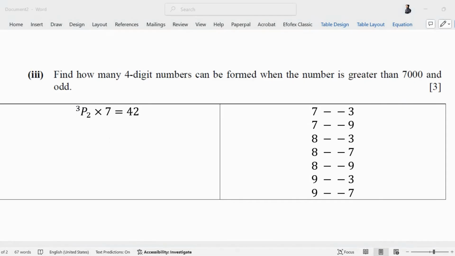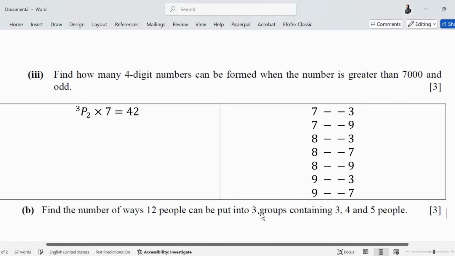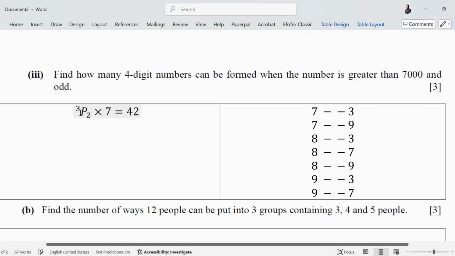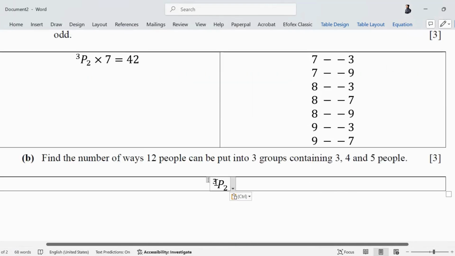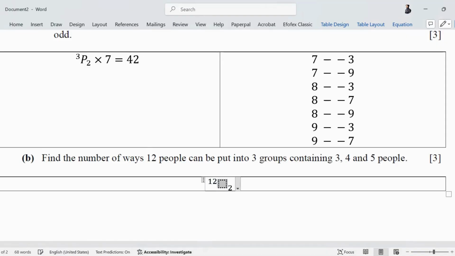Moving on to part B. This is the easiest part. Find the number of ways the 12 people can be divided into groups. So from 12, if I am making a group of 3 first, it will be 12C3 into 9C4. The other day I told you it does not matter even if you change the sequence, into 5C5. No matter in what sequence you do this, you'll always get the same answer.